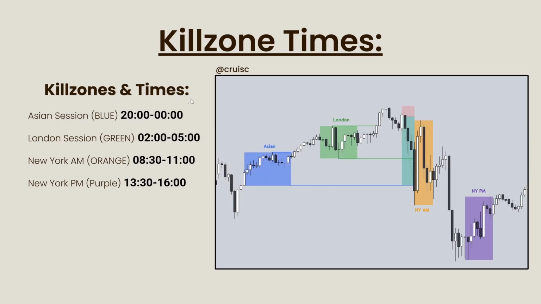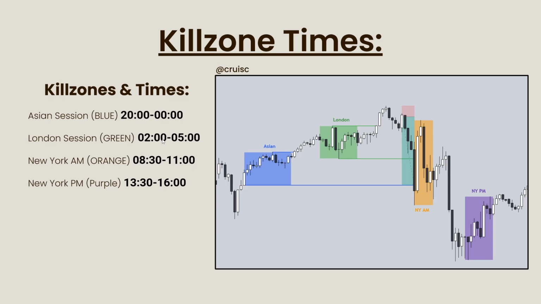Now we can get into the Killzone times. The Killzones are going to be the most important thing. You don't really need to learn how long the sessions are because you're not going to be trading entire sessions. You're just going to be trading the Killzones. So the Killzones are going to be your Asian session, which is this blue box down here. It's going to be 8 p.m. to midnight. All these times are Eastern Standard Time.